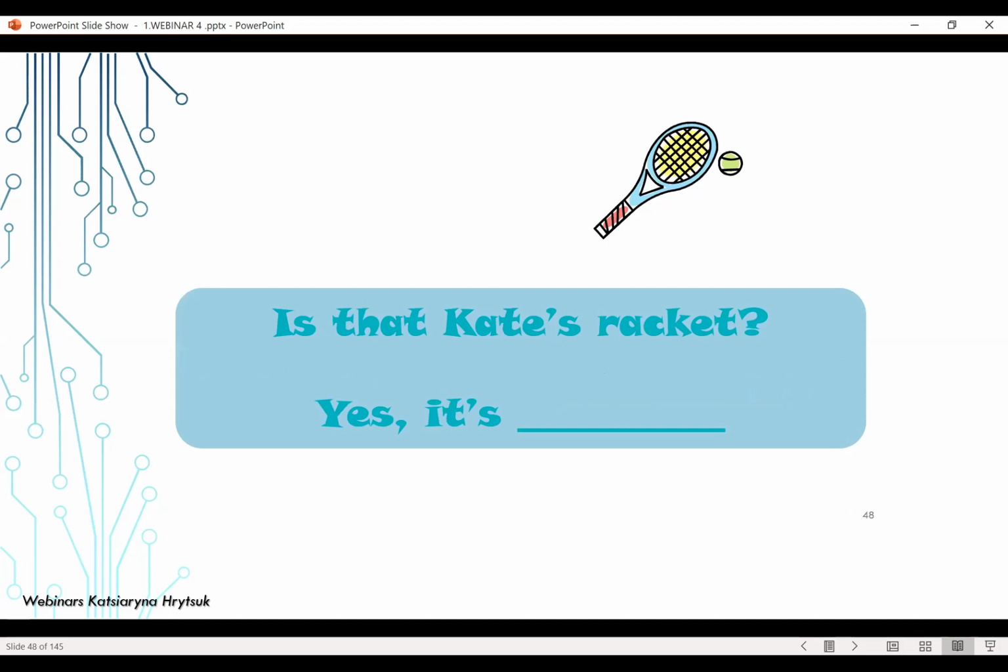Sophia? Is that Kate's racket? Yes, it's hers. No. We say her racket, Sophia. Hers, we don't have a noun here. It's not a subject, there's a noun after. So that's why it's hers or her racket.